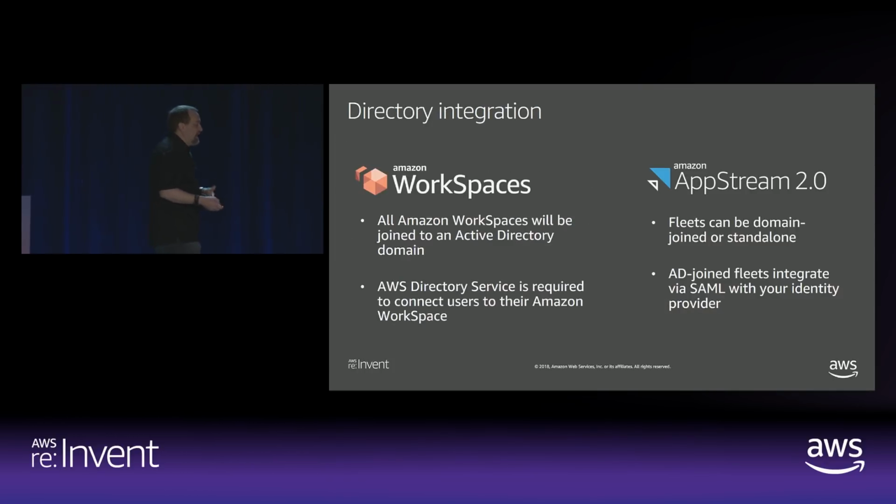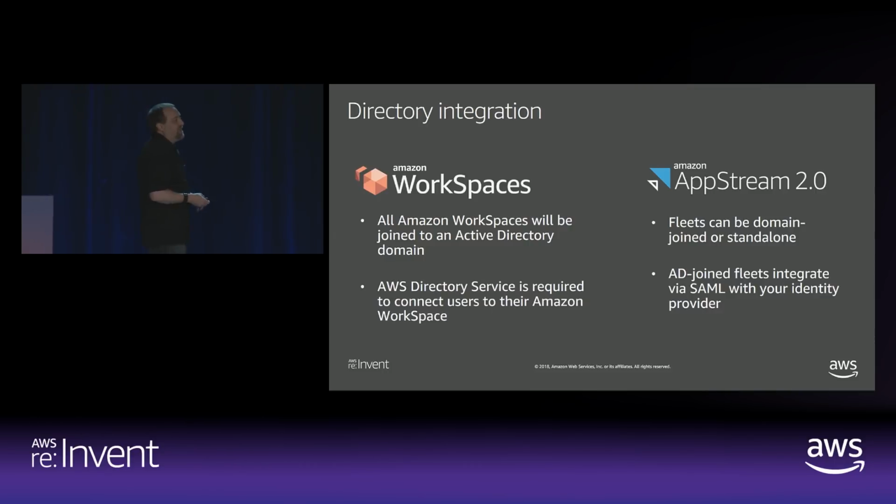So we decided on the account structure, and we set up the network. Now we're moving on to user access and directory integration. In our example, we've assumed a requirement for domain authentication for both WorkSpaces and AppStream. But things to know: all Amazon WorkSpaces will always be joined to an Active Directory domain. It doesn't have to be your existing enterprise domain. It can be standalone, but it will be a domain joined system.